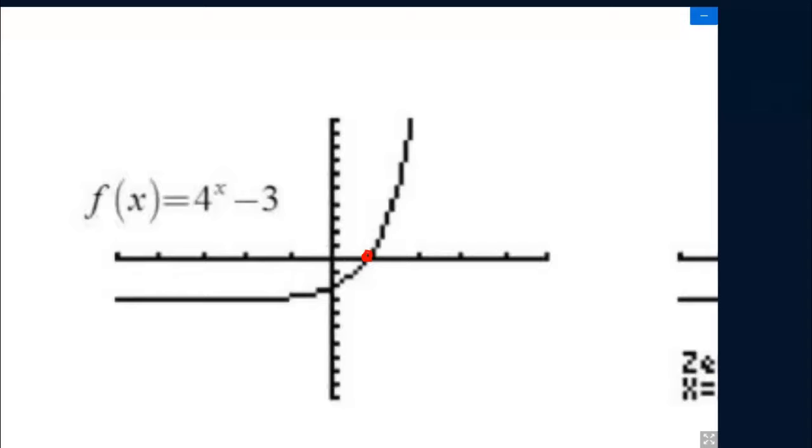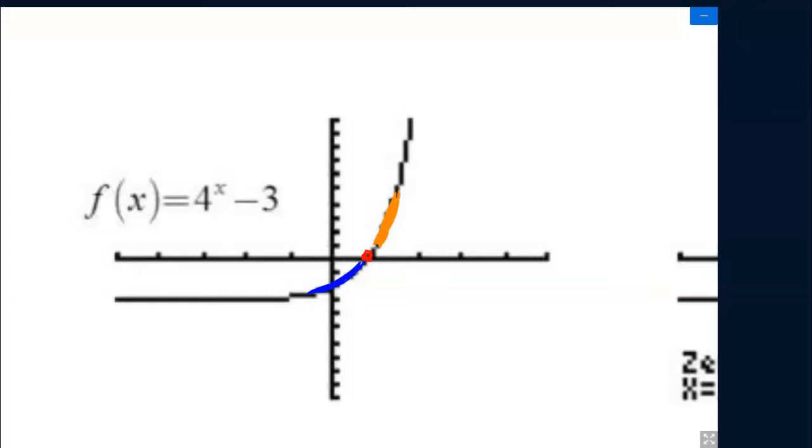And then you're going to enter the left bound. So the left bound would be over here in the navy blue region. You're going to hit enter so that your graph is somewhere to the left of our x-intercept. Then you're going to arrow to the right so that the cursor is to the right.